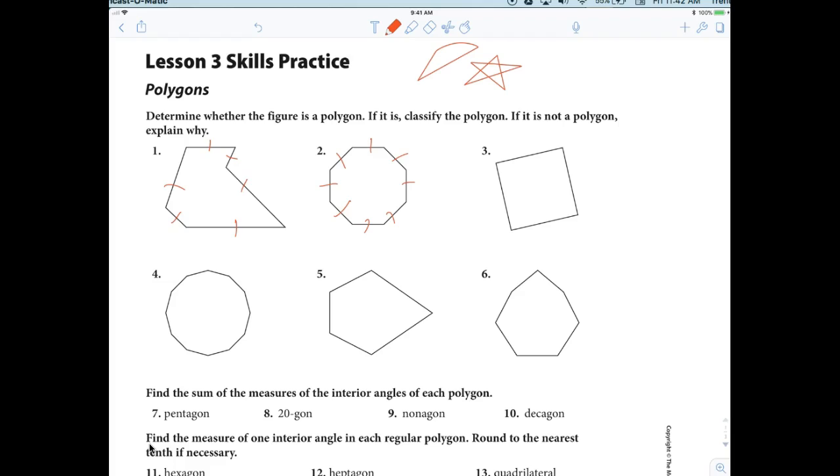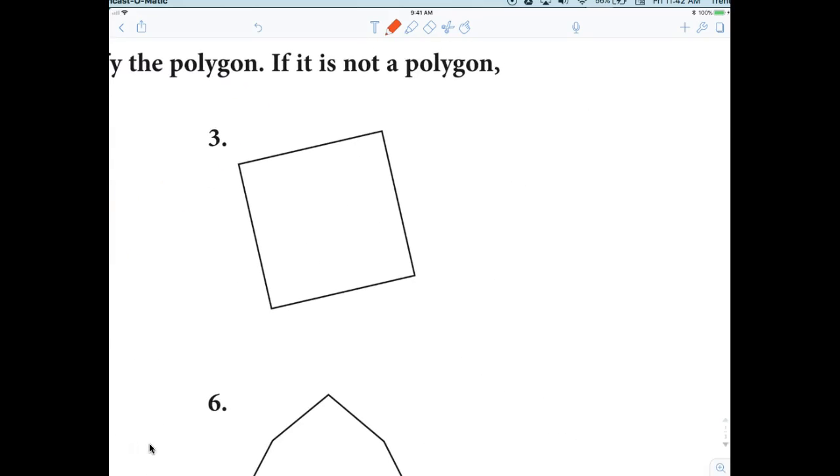Number 4 is a quadrilateral. It does look like a square, but we don't know it's a square. Does everybody agree with that? So that is a quadrilateral. Q-U-A-D. Quadrilateral. You with me on that? Yeah.